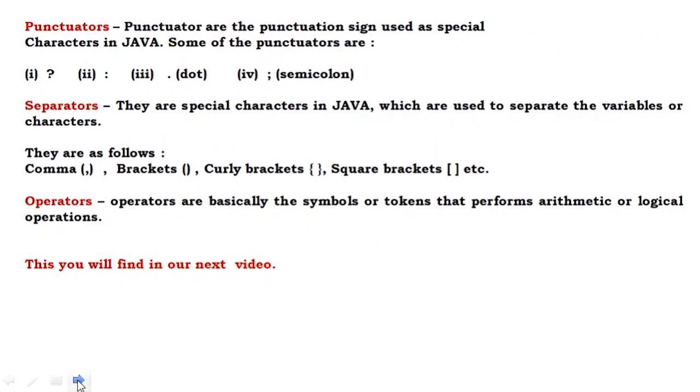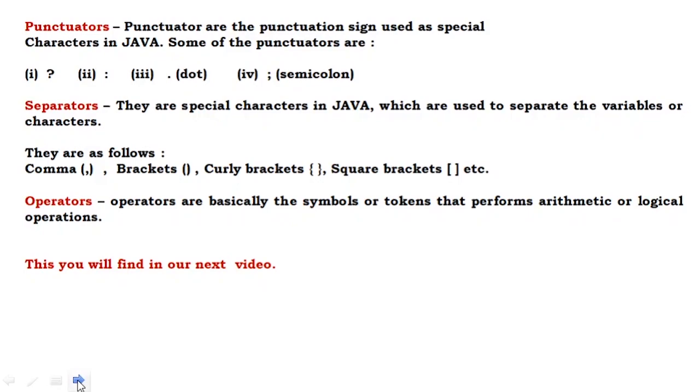Next token is your punctuators. Punctuators are the punctuation signs used as special characters in Java. Some of the punctuators are question mark, colon, dot and semicolon. Children, you have to remember all these and use these punctuators very frequently.